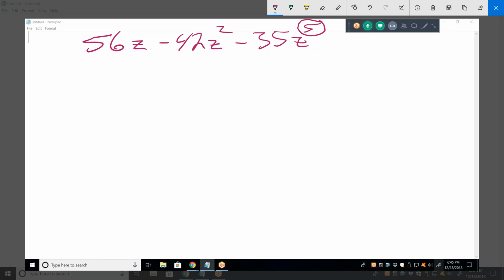When they give you a factoring problem, always do the first step, greatest common factor. Don't try to factor immediately. See if you can do a greatest common factor. Is there a greatest common number that you can factor out of those? What's the biggest number that divides into 56, 42, and 35?